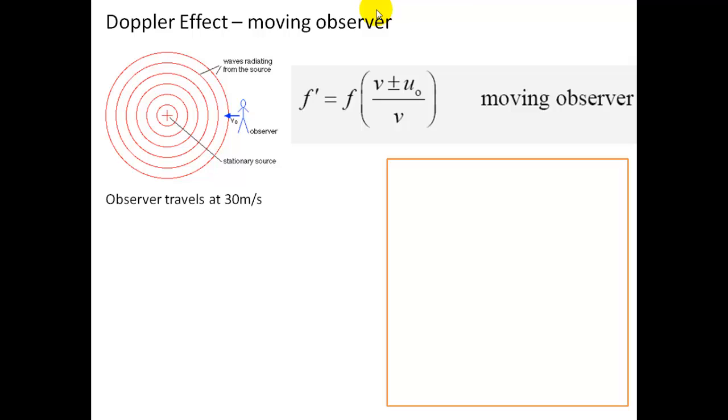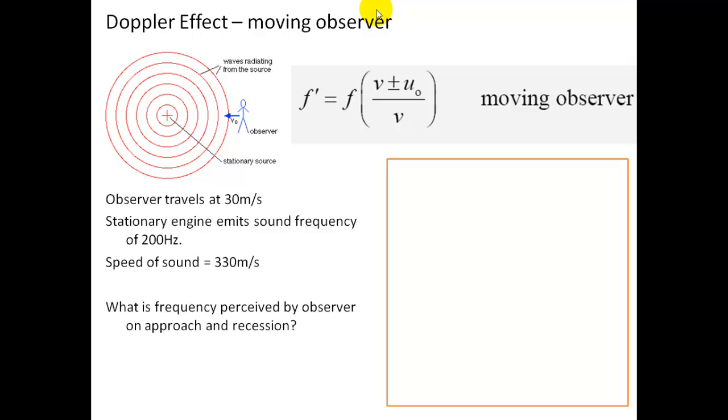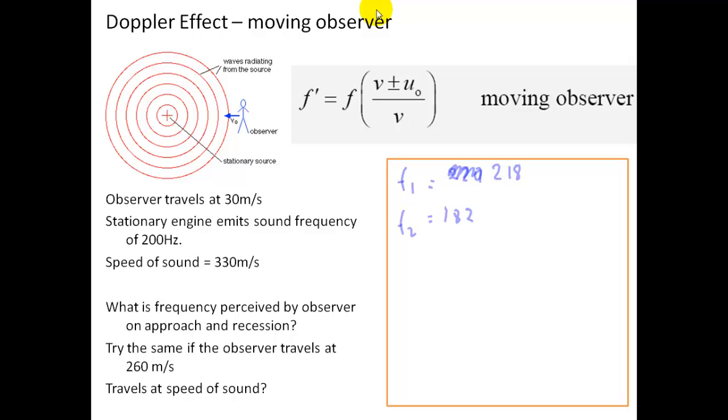So try this. The observer is travelling at 30 meters a second relative to the source. This stationary source emits a frequency of 200 hertz. The speed of sound is 330, and you should find the observed frequency as measured by the observer on approach and recession. And try if they move at 260 meters a second instead. And you can also try if they travel at the speed of sound. What answer would that give?